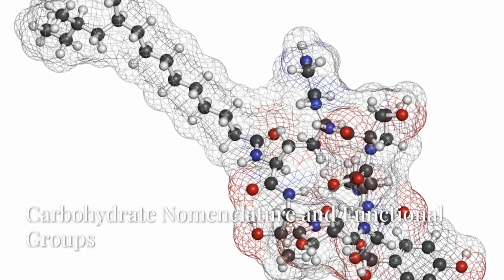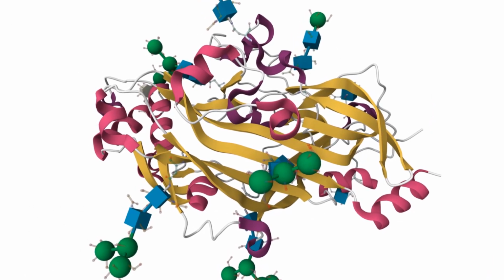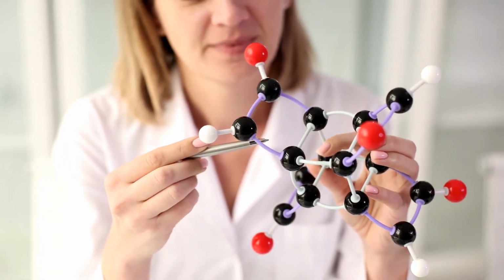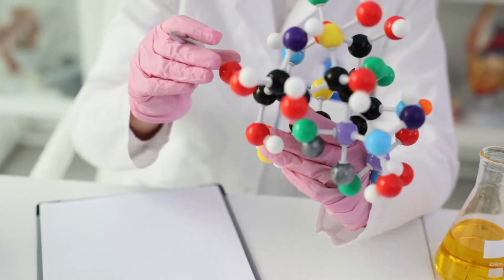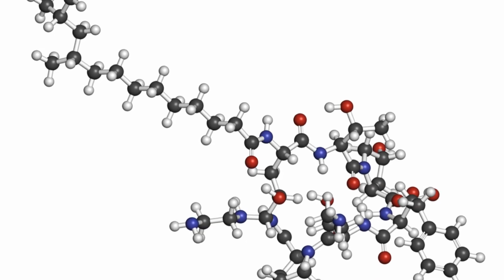Carbohydrate nomenclature and functional groups. Carbohydrate nomenclature also distinguishes sugars by their functional groups. Aldoses contain an aldehyde group, while ketoses contain a ketone group. Glucose is therefore described as an aldohexose, while fructose is described as a ketohexose.